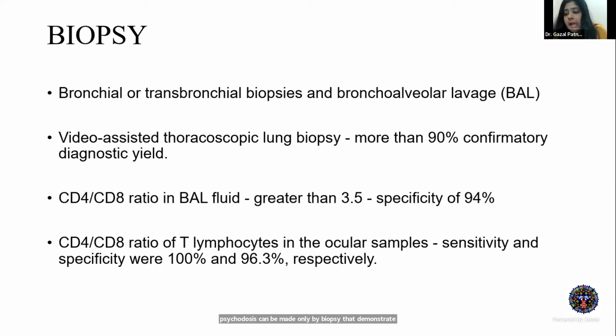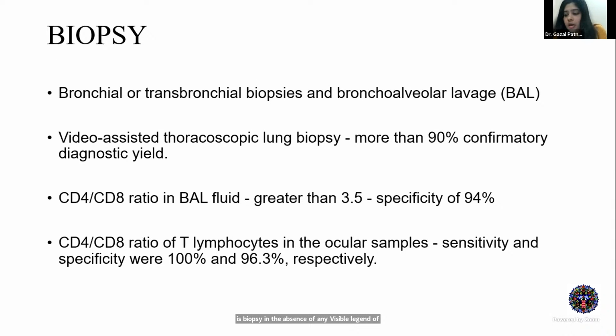Bronchial or transbronchial biopsies and bronchoalveolar lavage are usually recommended. Video-assisted thoracoscopy lung biopsy is confirmatory in more than 90%. Other possible sites are skin, lip, or superficial lymph nodes, actually any visible lesions. Some have even proposed blind biopsy of the conjunctiva, that is, biopsy in the absence of any visible lesion of the conjunctiva.